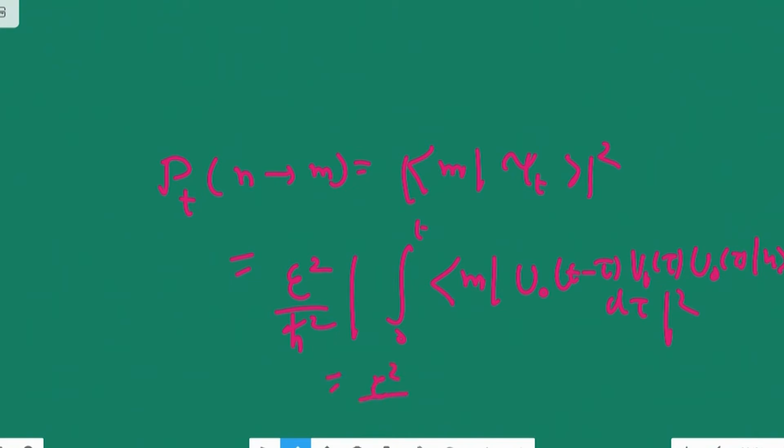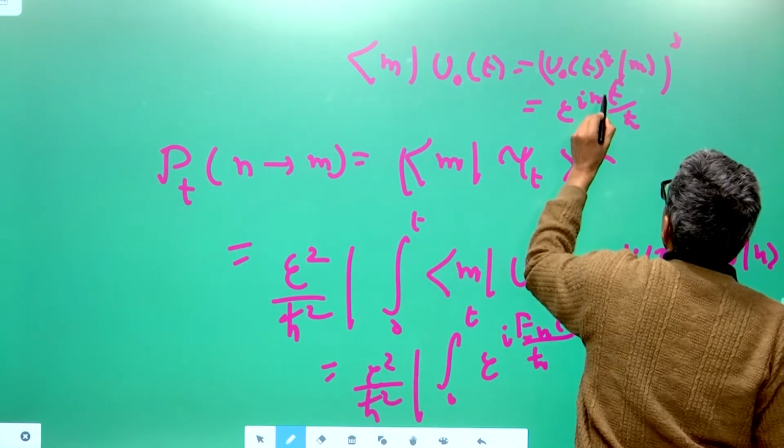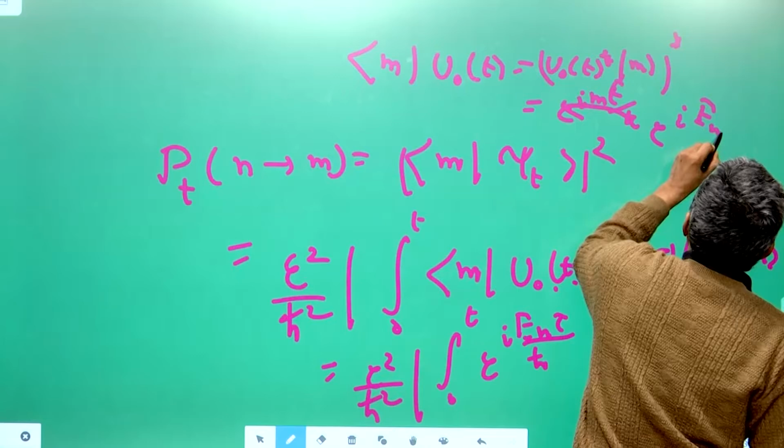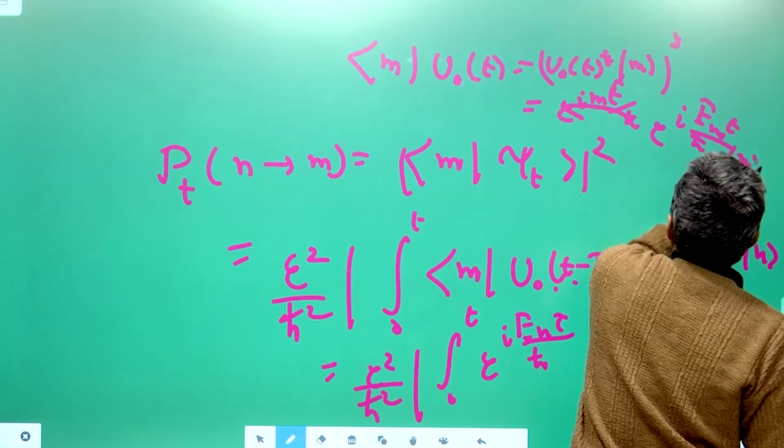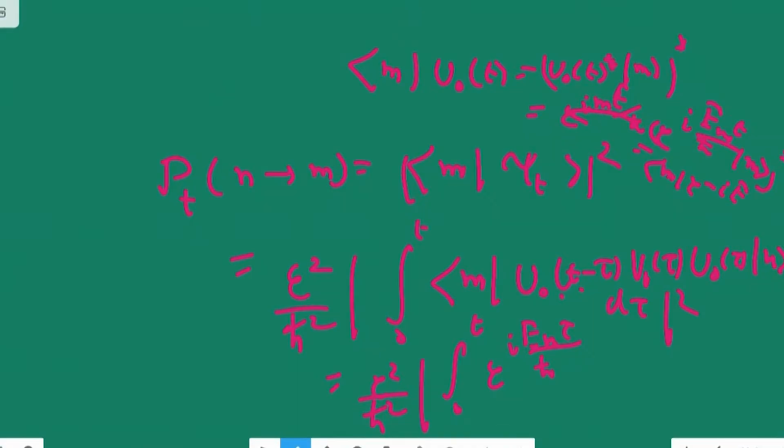So, this can be written as E square by h square times mod of the integral from 0 to t, then here you have e power I e n tau by h cross, and here you have u0 t acting as an adjoint conjugate of this. That is, if you look at this ket vector, this bra vector multiplied by u0 t, this is nothing but u0 t star. u0 t star is the same as u0 t inverse because it is a unitary operator. So, m, then you put a star here. So, this is nothing but e power I e m t by h cross times m star, which is nothing but m e power minus I e m t by h cross.